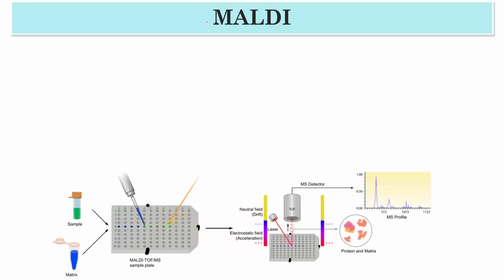Just like ESI, there is MALDI. These two methods are very popular, MALDI and ESI. In MALDI, what we do, if you see here, we have a metal plate, and we use our sample and then we use some matrix. The matrix is just some viscous molecule, a viscous material.